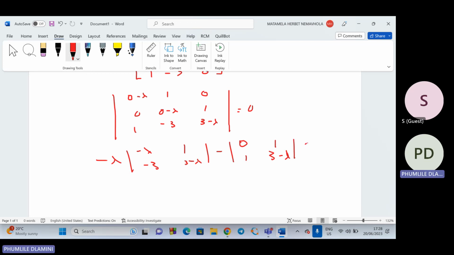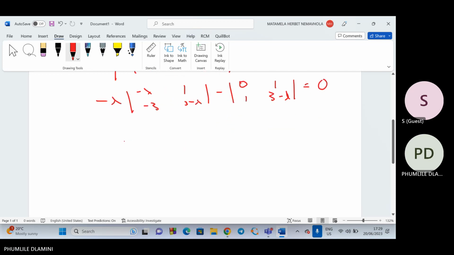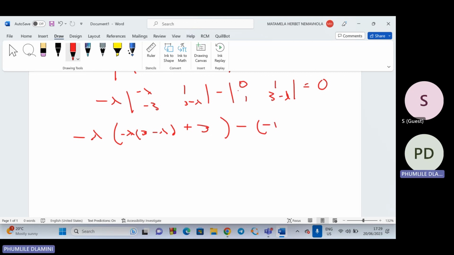And then here, because it's 0, we can just say this equals 0. Then minus lambda here is going to be this times this, which is minus lambda times (3 minus lambda), plus 3. This times this is going to be 1, then minus 1 here. Also, it's going to be 1, 0 minus 1, which equals 0. So if we check here, we're going to have plus 1. Then this is going to be the same as minus lambda if we do it perfectly.